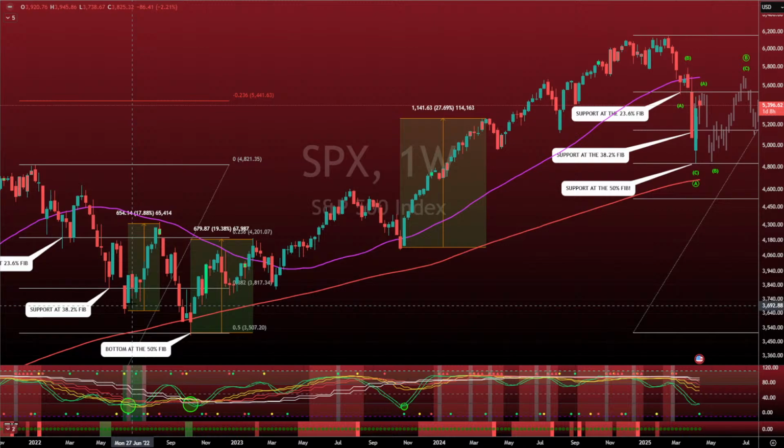Again, the weekly right here, 17%. The weekly oversold right here, 19%. Look at the weekly right here. Even with the yellow and the red wave and the white wave all the way up here, above neutral territory, we still saw this 27% move when we got the green wave all the way over here into oversold. And that's where we are right now.